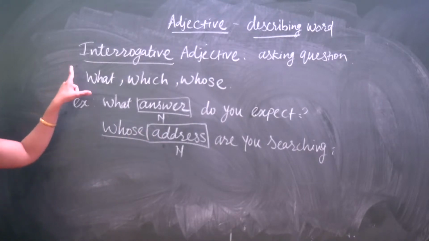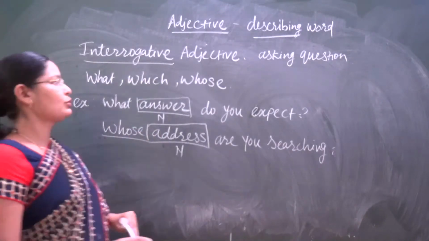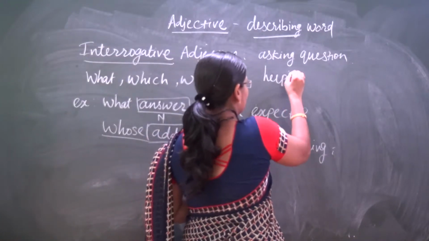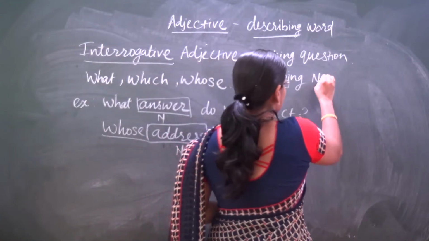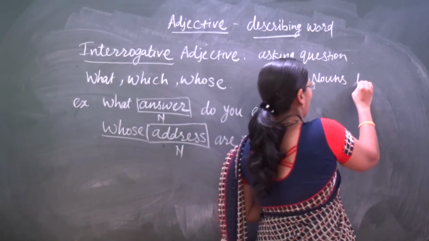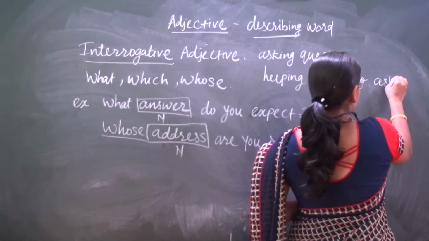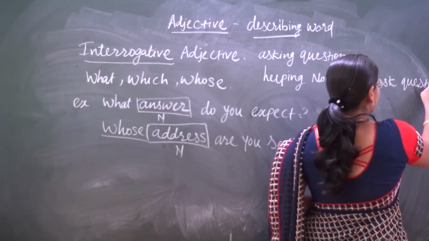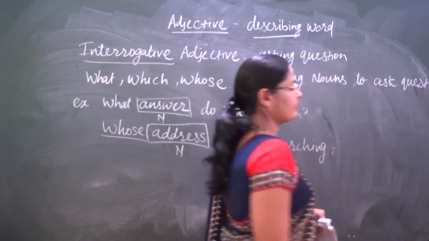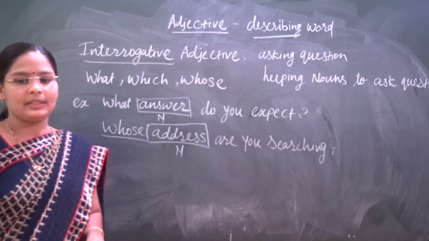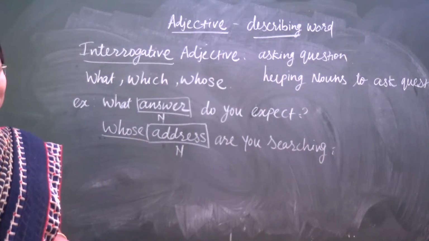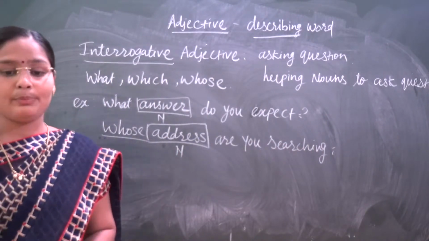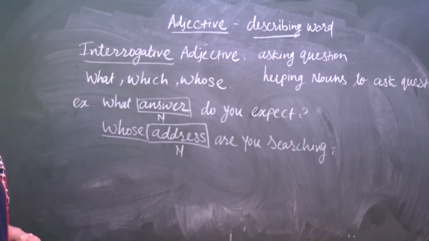Interrogative adjectives are helping the nouns to ask the question. What they are doing, they are helping nouns to ask question. They are the interrogative adjective. Then our next type is distributive adjective.